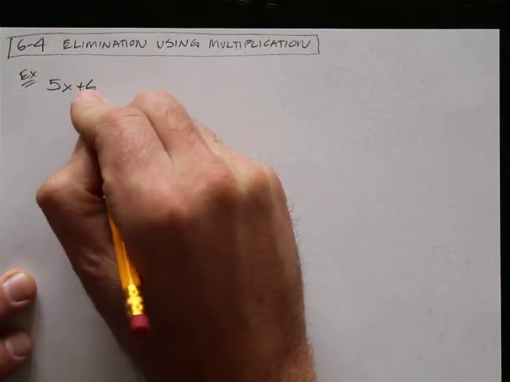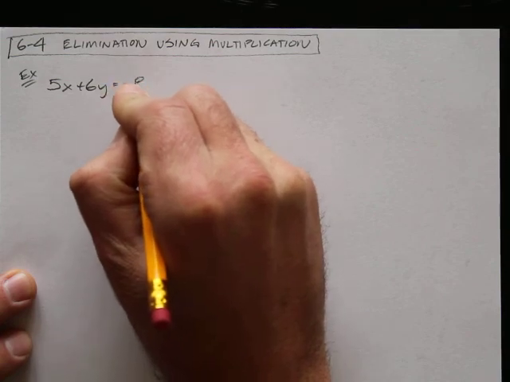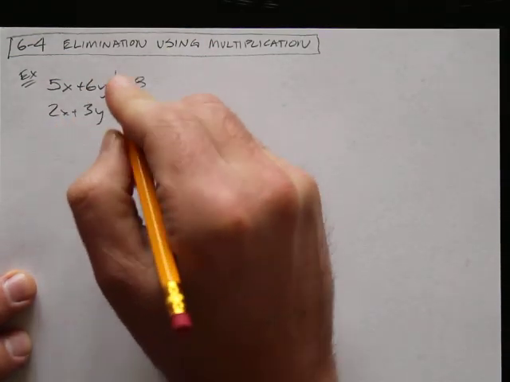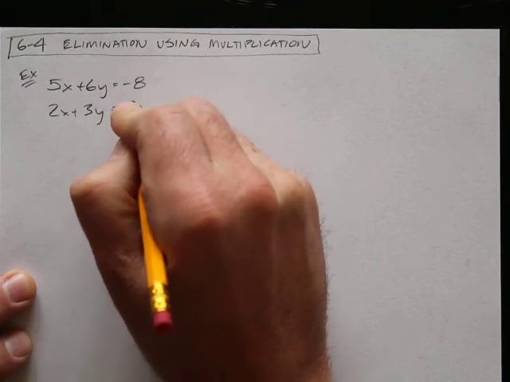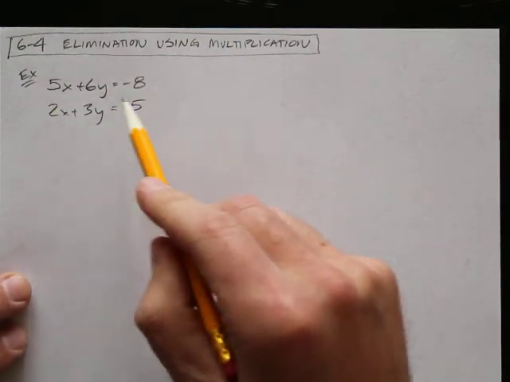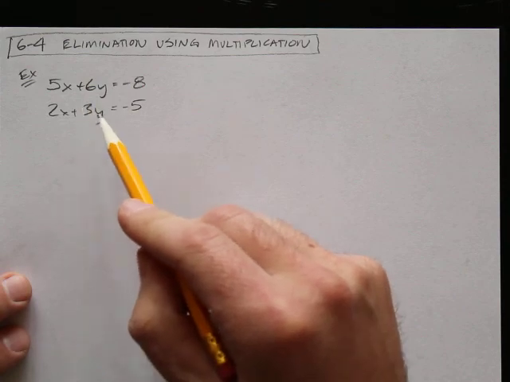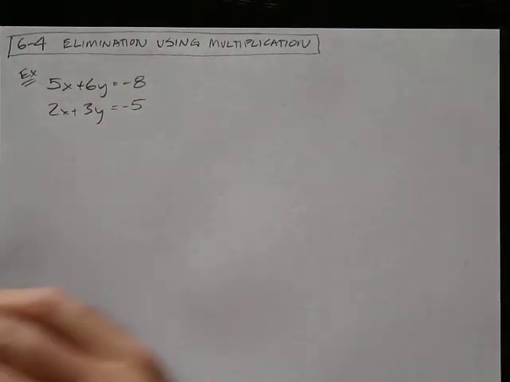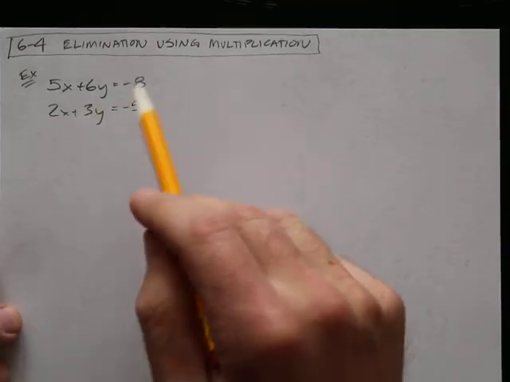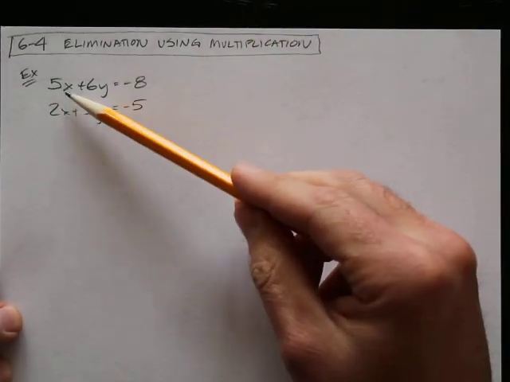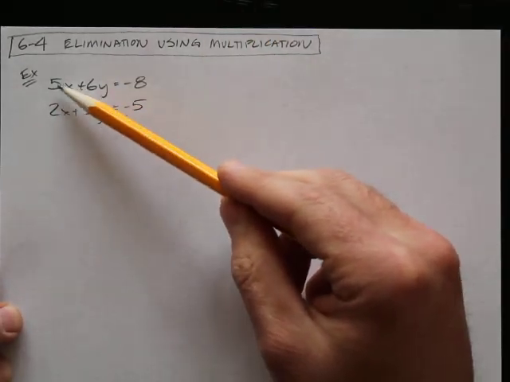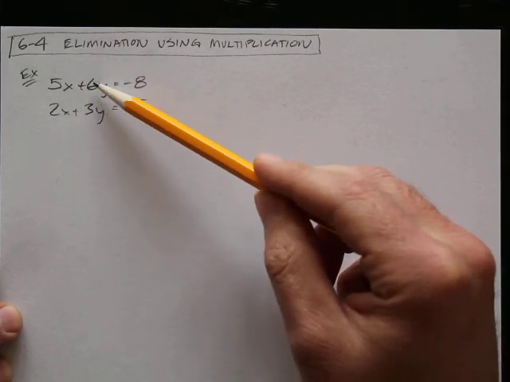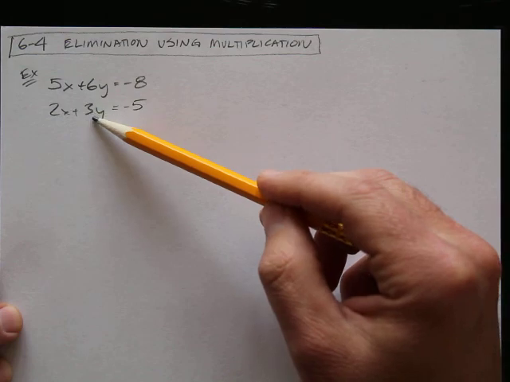5x plus 6y equals -8, and 2x plus 3y equals -5. So we're solving this system of equations. We're finding where these two lines cross. Now, here we have a problem with elimination because we don't have 5x's or 6y's here to just subtract to make 0.